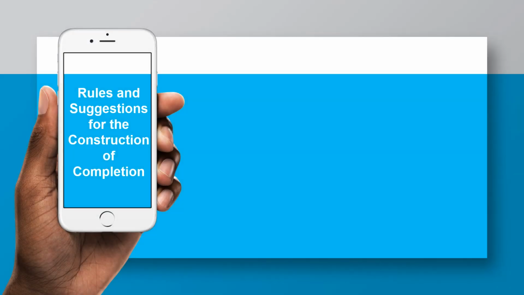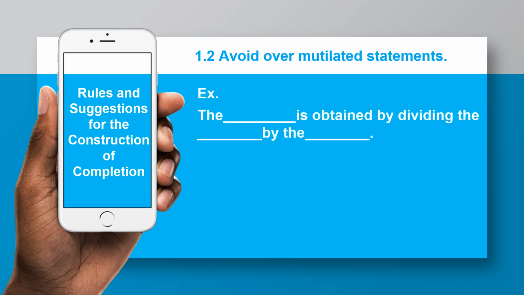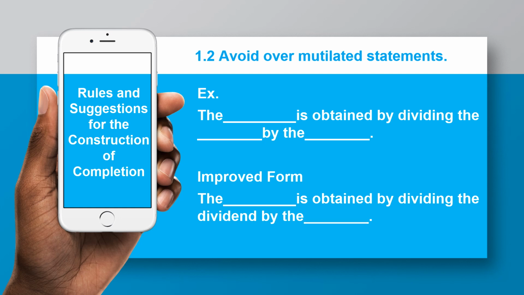The second sub-rule of rule number 1 is to avoid over-mutilated statements. Over-mutilated statements are statements that have so many cuts or alterations caused by putting so many blanks in an item. As a result, it is now hard to determine the content of the statement because of the lack of details. Just like this one. Are you able to answer that kind of item? So, let us see the improved form. This time, it is now answerable.